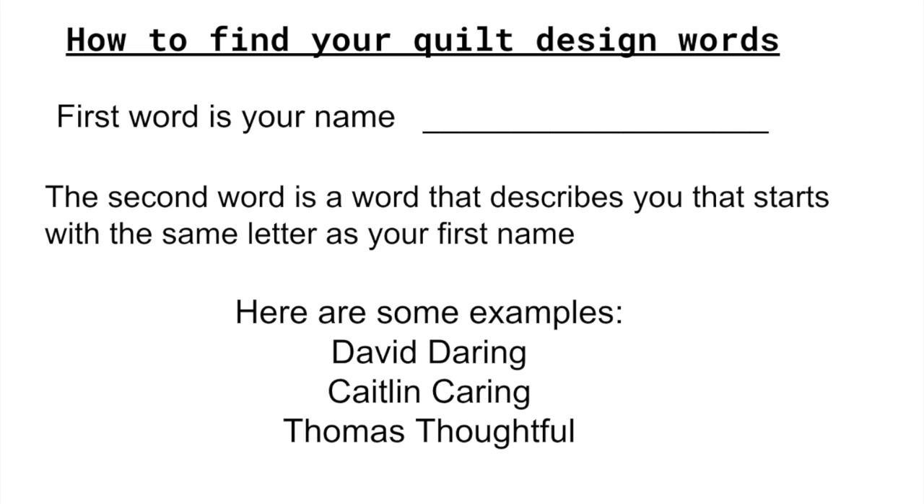So before we start, we need to find the words that we're going to write in our quilt. The first word is going to be your first name. The second word is a word that you feel describes you that starts with the same letter as your first name. So for example, if someone's name is David, they could do daring because it starts with a D. Or another one could be Caitlin, caring, Thomas, thoughtful. So you get the idea.